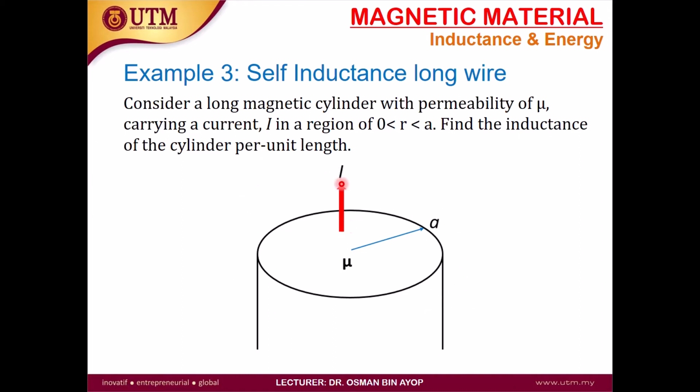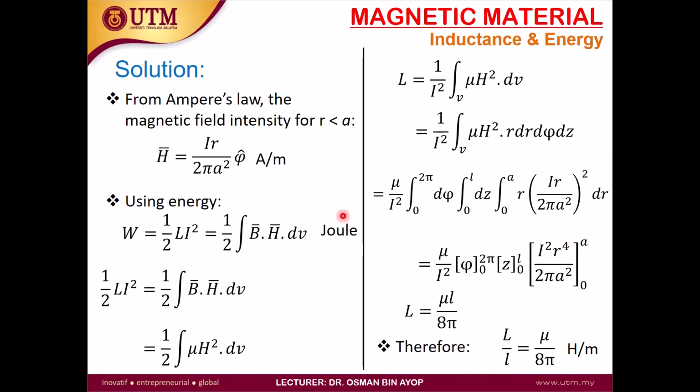So this is the figure. You have I passing across this surface, and we have the magnetic material of mu, and the radius is A. For the solution, we need to find the magnetic field intensity for the region R less than A. This is the solution from Ampere's law: H equals I R divided by 2 pi A squared in the direction of phi, ampere per meter. You have to double confirm this using Ampere's law.